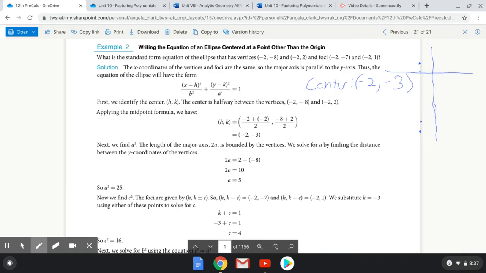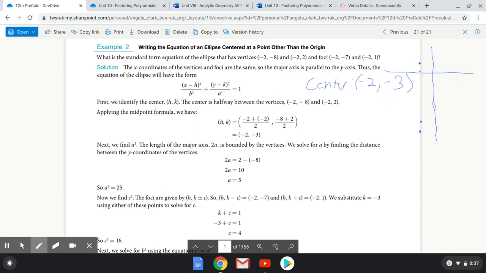All right, so this is our center, -2, -3. So we found our center, and they also found the center. They also averaged the vertices. They averaged both of them. I just decided this one was obvious, so I didn't do that. So this is our center. Now we need A and B.